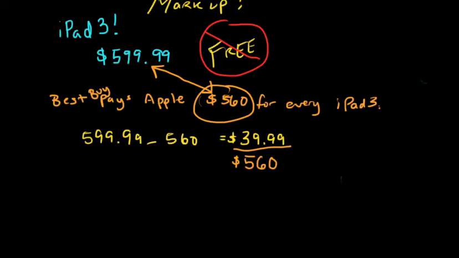And when you do that division, $39.99 divided by 560, I got 0.0714. Let's convert that to a percent, and yes, you're right, we're finding a percent markup. As a percent, that is 7.14%. So how do we say that? We say, they marked up the price by 7.14%. There's a 7.14% markup.